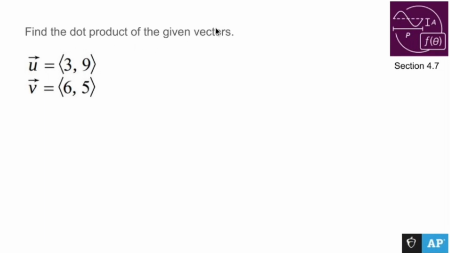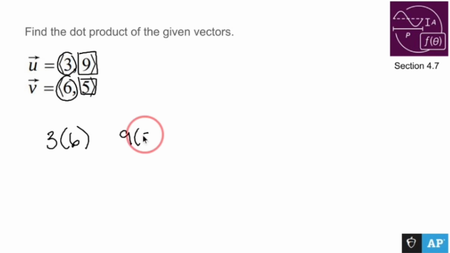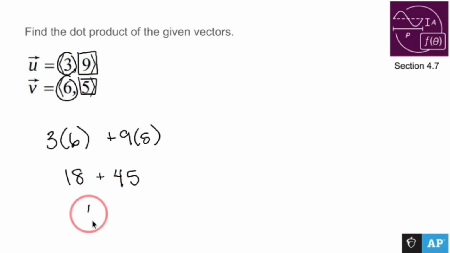Find the dot product of the given vectors. If you're given 2 vectors in 2-dimensional space, finding the dot product, if it's already in component form, is actually really nice. You multiply the x values, the lefty-righty values, so 3 times 6. You multiply the y values, so the uppy-downy values, 9 times 5, and then you add those 2 products up. So this would be 18 plus 45, which is going to be 63. So there you have it.